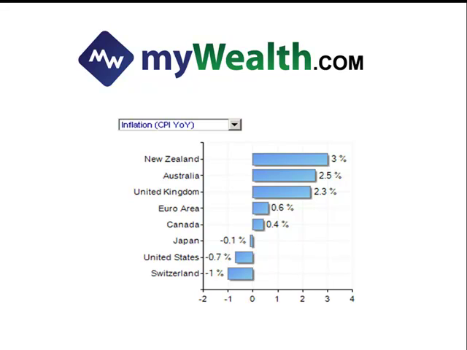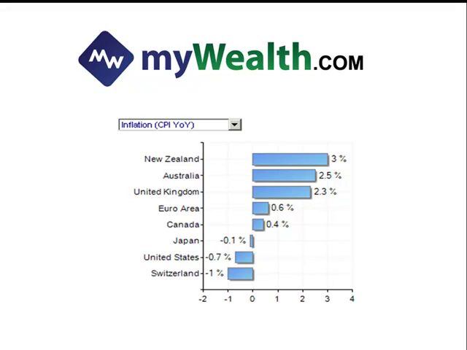I mean, New Zealand has 3% year-over-year inflation, being the top inflationary area in the industrialized world, followed by Australia, 2.5%, the UK, etc. So these 3 areas really do have quite a bit of inflation. There's a little bit of inflation in the Euro area and in Canada, and then after that it quickly goes negative to Japan, the United States, and Switzerland. So you can see the 3 places where inflation is not.